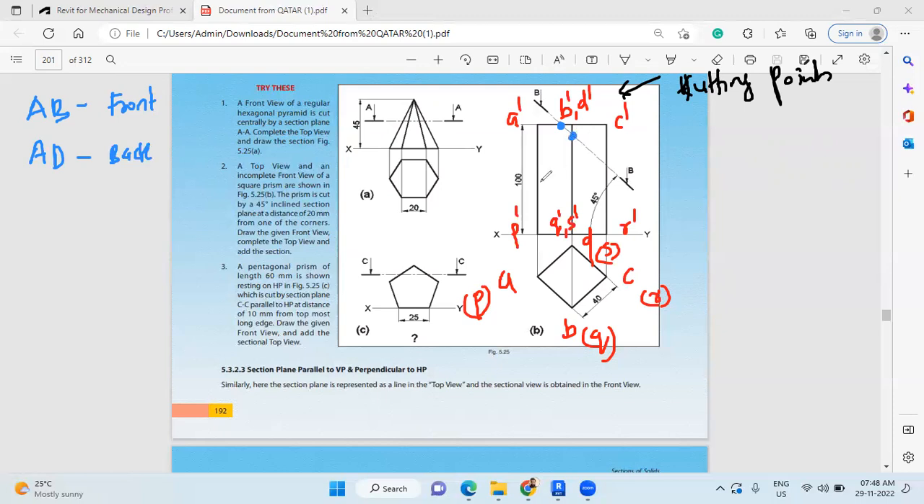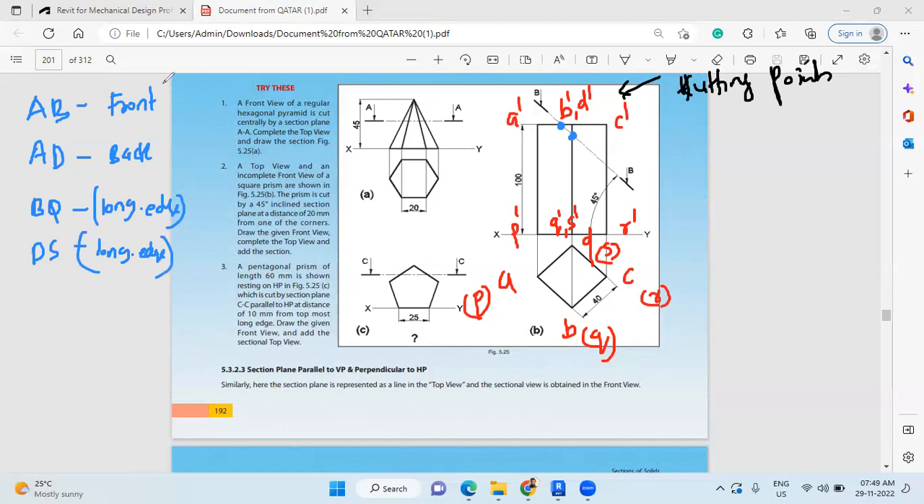Here, this one. It's cutting BQ and DS. So BQ and DS means longer edge, right? Longer edge, right? Yes, sir. Okay.